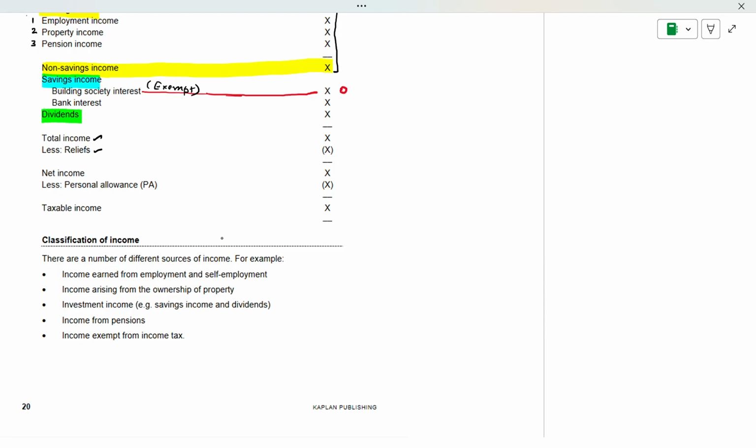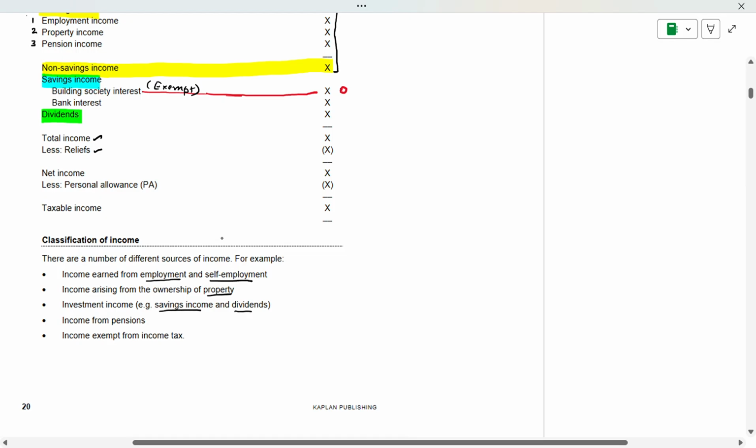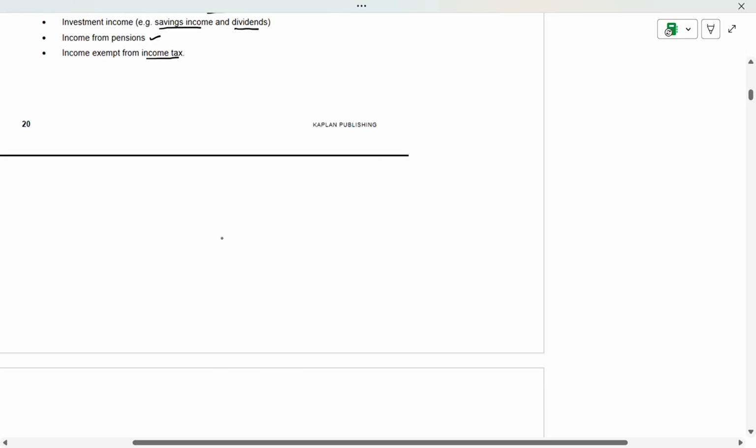Okay. Calculation of income. There are a number of different sources of income. The income from your employment, from self-employment, income from your property, investment income, savings income, dividends, pensions, and income exempt from income tax. This is the classification of the different sources of income.